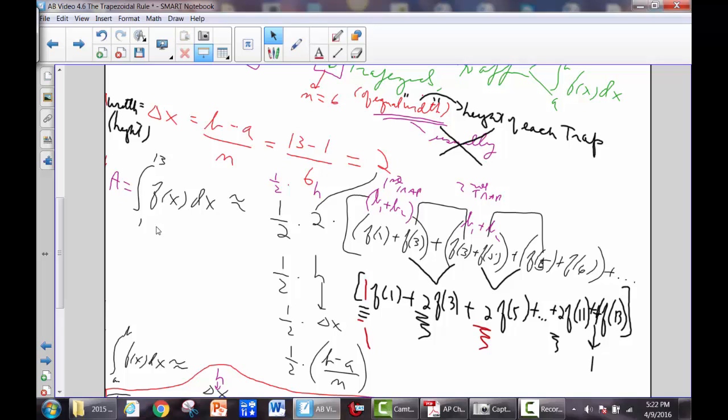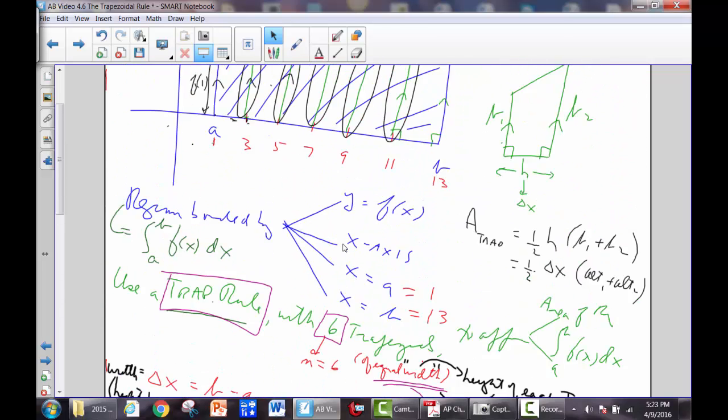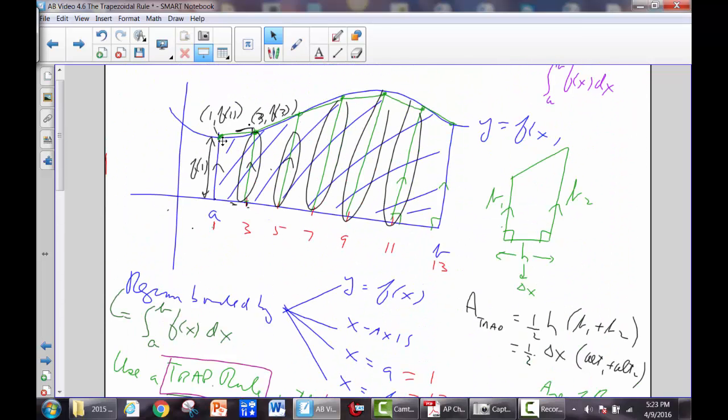So the area under the curve, which in this case, because the curve is above the x-axis the whole time, is the integral from 1 to 13 of f of x dx, is approximately equal to, that's very crucial, not equal to, but approximately equal to. And of course, now comes our formula: 1/2 the height, which is 2 in our case, our delta x, times the sum of the bases. Now here's what happens. In the first trapezoid, your first base is f of 1, and your second base is f of 3. But then in the next trapezoid, you use f of 3 again and f of 5.